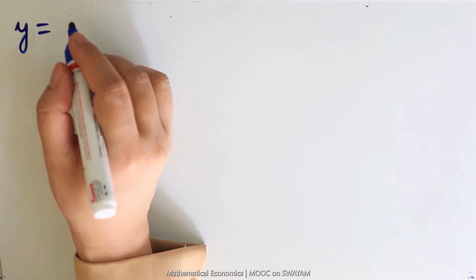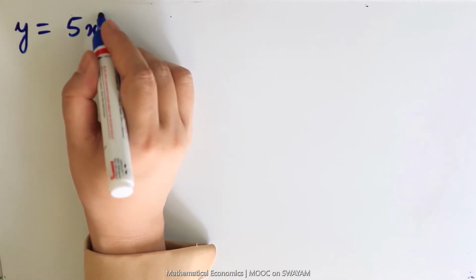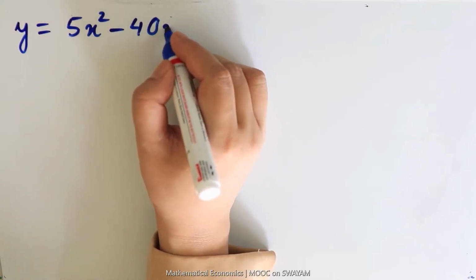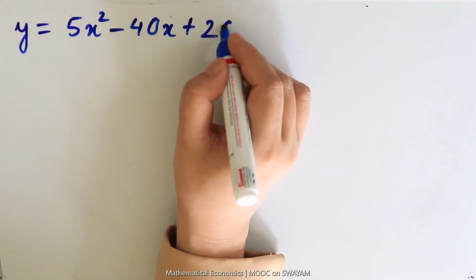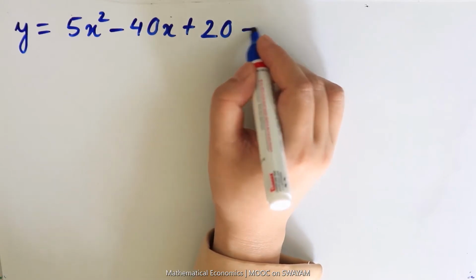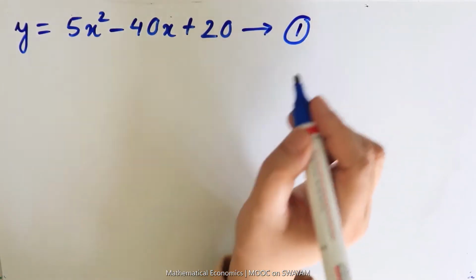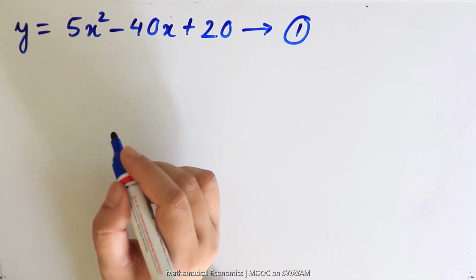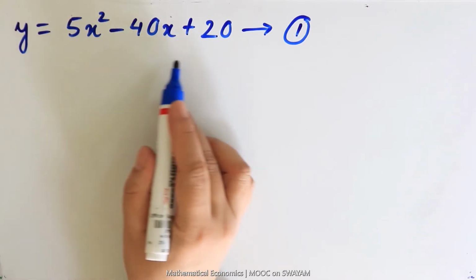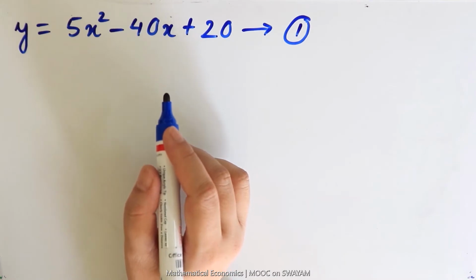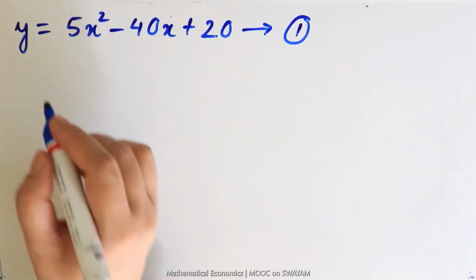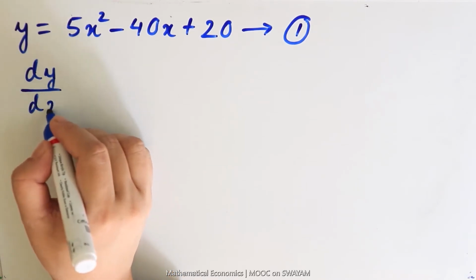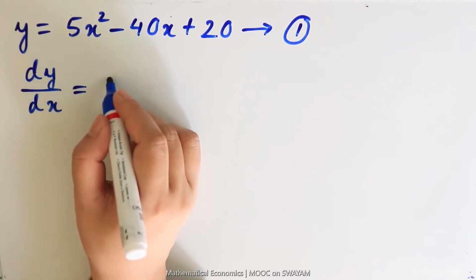Y is equal to 5x square minus 40x plus 20. So this is equation 1. To determine the extreme value, the maximum or minimum for this particular equation, the first order condition requires dy by dx is equal to 0.